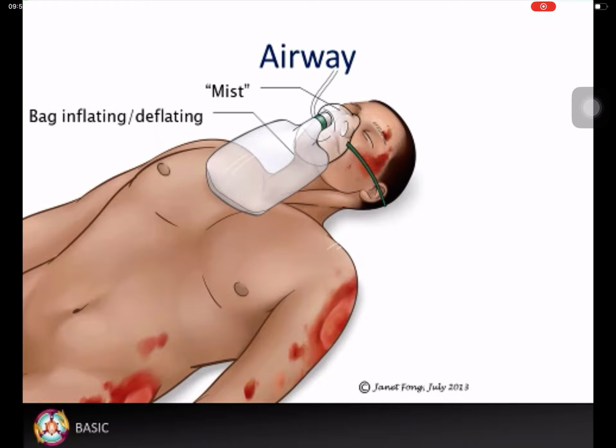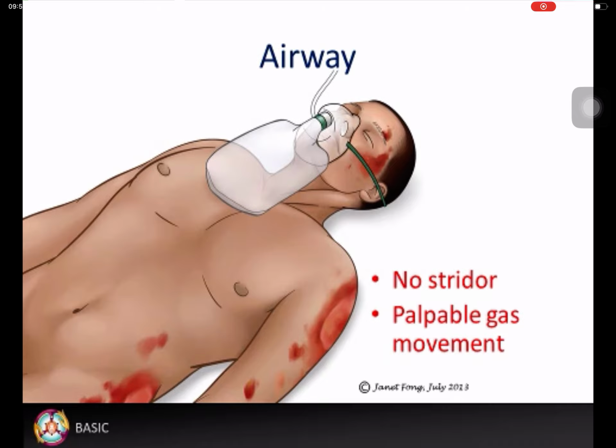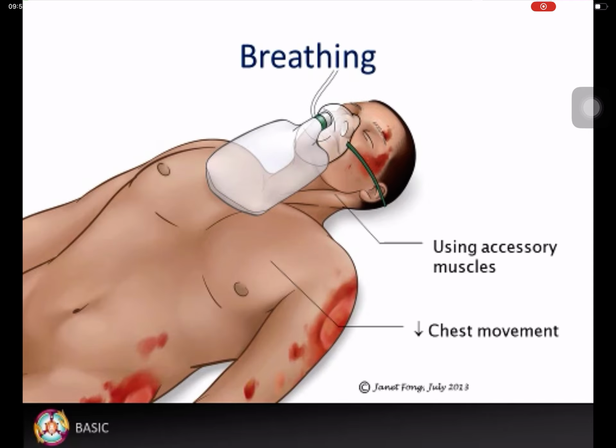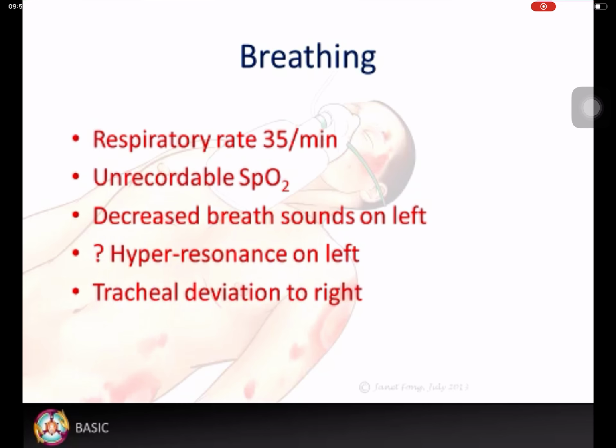Start with A. He has no stridor and there is palpable gas movement. Then B. Chest expansion is reduced on the left and he's using accessory muscles. His respiratory rate is 35 per minute and his pulse oximetry is unrecordable. He has decreased breath sounds on the left, possible hyperresonance on the left, and tracheal deviation to the right.